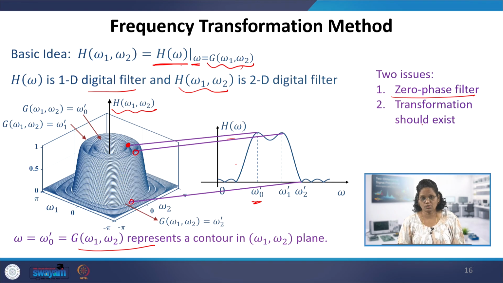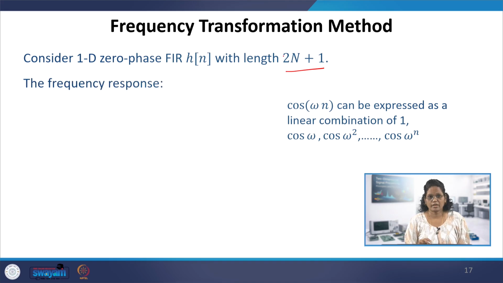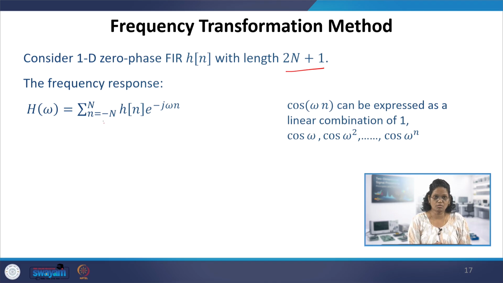Consider the 1D case first. H of n with length 2N plus 1: if N is 10, the length will be 21, and if N equals 5, it should be 11. So for this 1D FIR filter H of n, the frequency response is the sum from minus N to plus N of H of n e power minus j omega n. This is known from the DTFT equation.